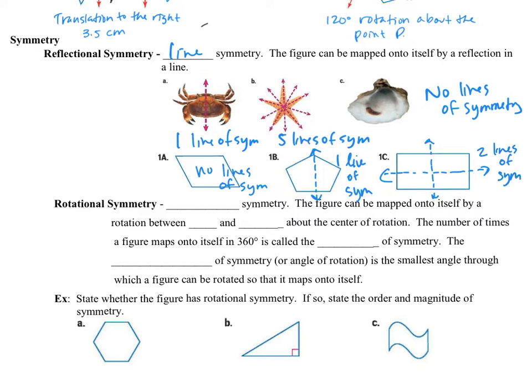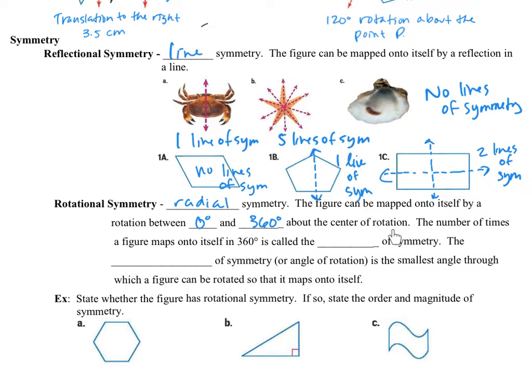Okay, so that would be reflectional symmetry. That means that you can draw a line of symmetry. The second type of symmetry we're going to talk about is called rotational symmetry. Sometimes it's called radial symmetry. What that means is that the figure can be mapped onto itself by a rotation between 0 degrees and 360 degrees about the center of rotation.